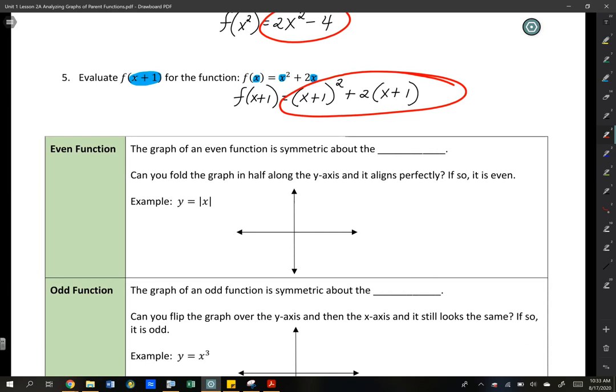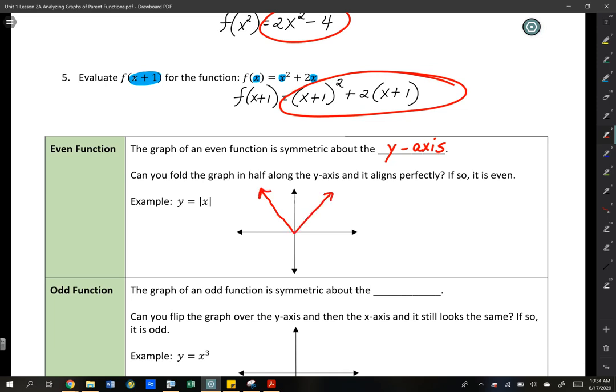When we discuss symmetry, you're either going to have an even, odd, or a neither function, okay? We're going to look at even first. So the graph of an even function is going to be symmetric about the y-axis. And we've seen this before. We examined this in lesson 1 when we looked at the absolute value of x. So we'll just go ahead and do a rough sketch of that graph.